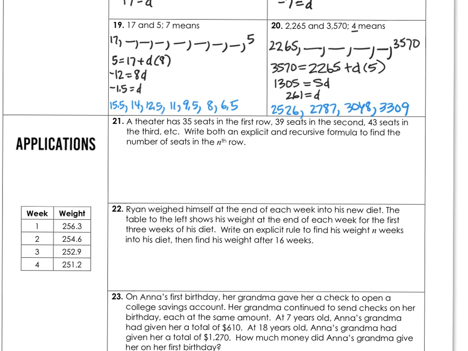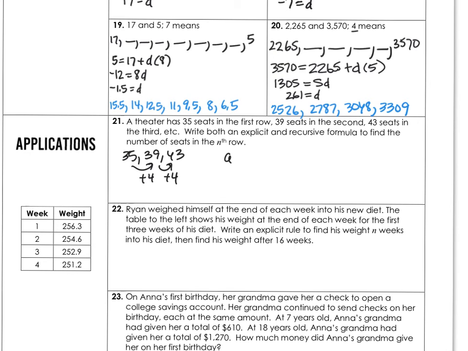Okay, so on number 21, a theater has 35 seats in the first row, 39 seats in the second row, 43 seats in the third, etc. Write both an explicit and recursive formula to find the number of seats in the nth row. Okay, so they're starting with 35, and the next one's 39, and then 43. So what are they doing? They're adding 4 each time, right?